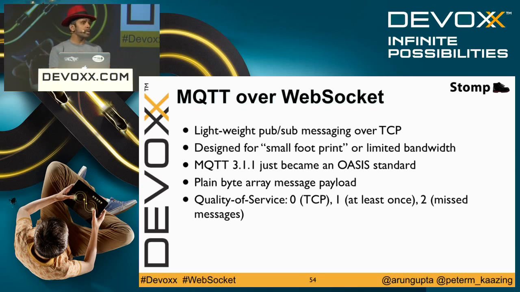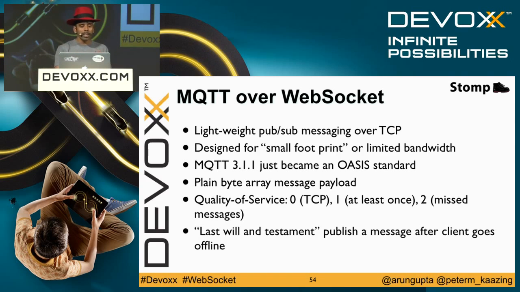But there are two interesting concepts that are available in MQTT. First is you can define quality of service. Quality of service could be in three different levels. First is at most once, at the TCP level. Then you can set the number as 1, which is at least once. And then you can set the number as 2, which means exactly once, delivering the missed messages so that if the subscriber goes away, you are still able to receive the messages when the subscriber comes back later.